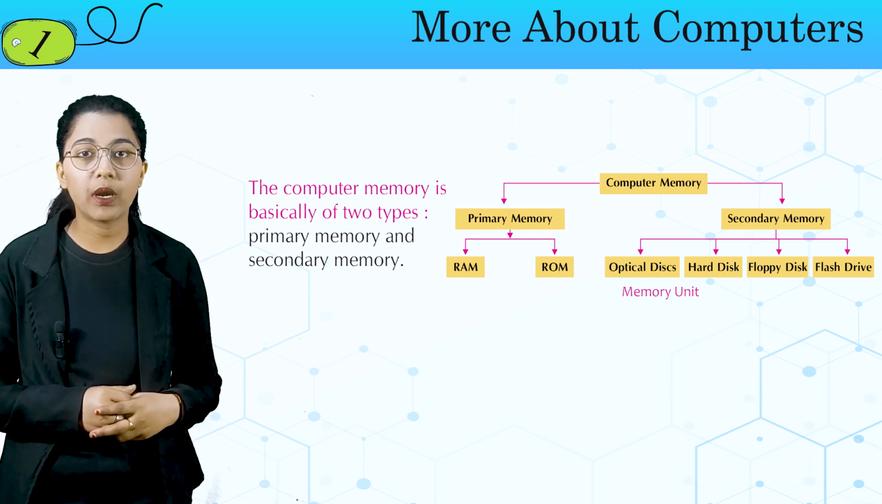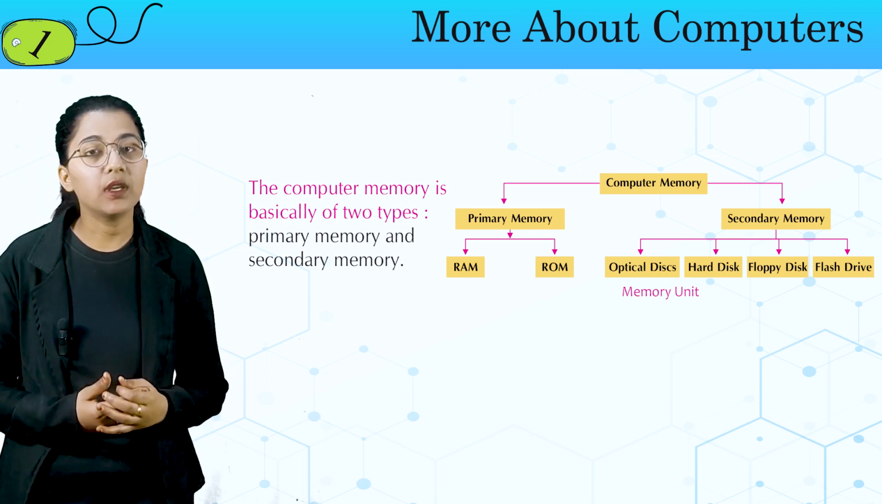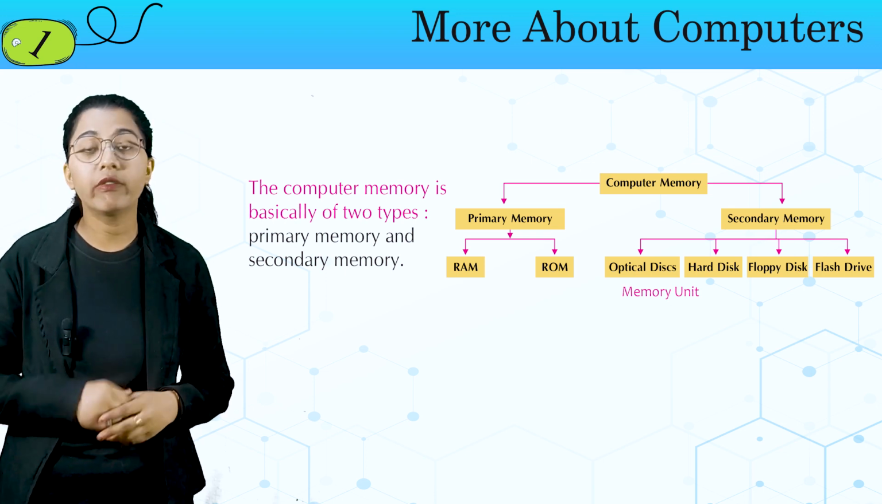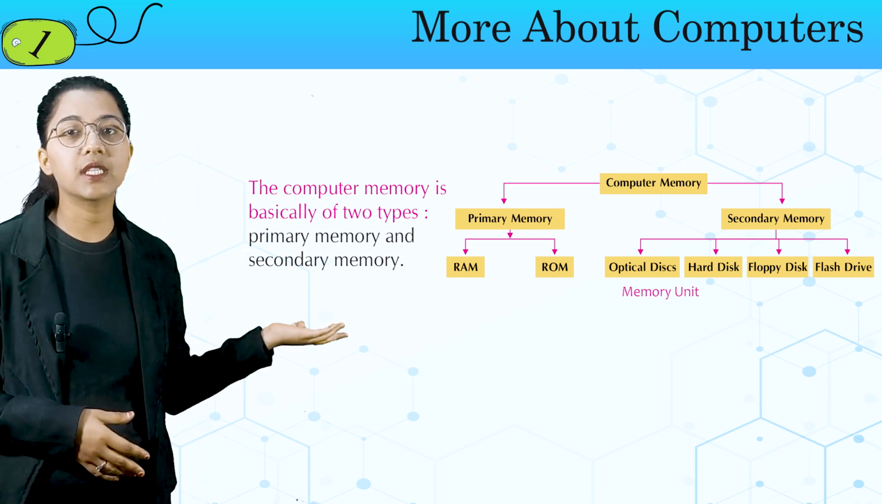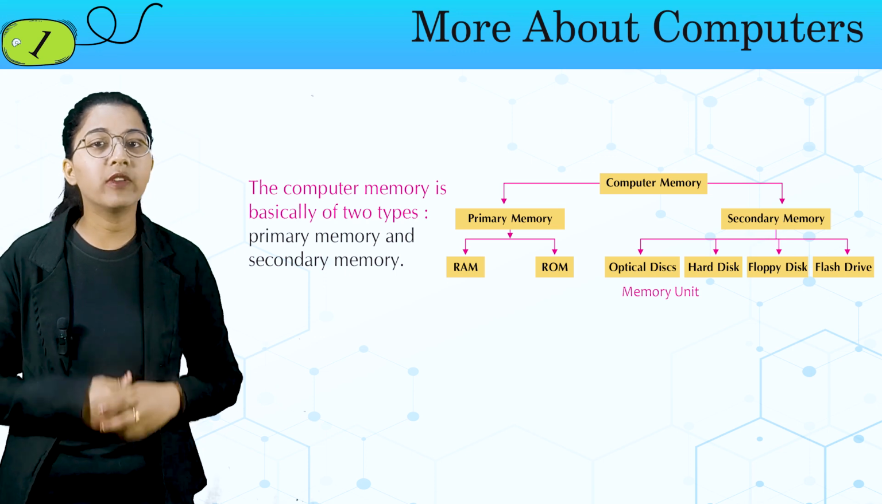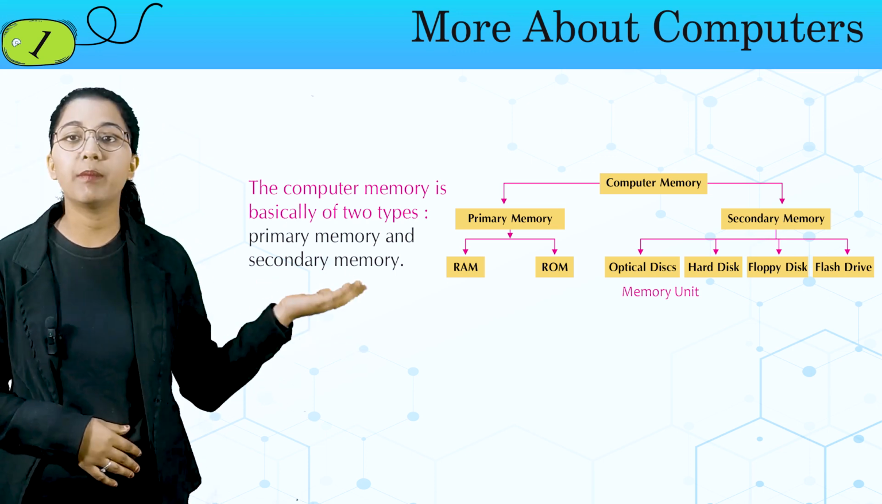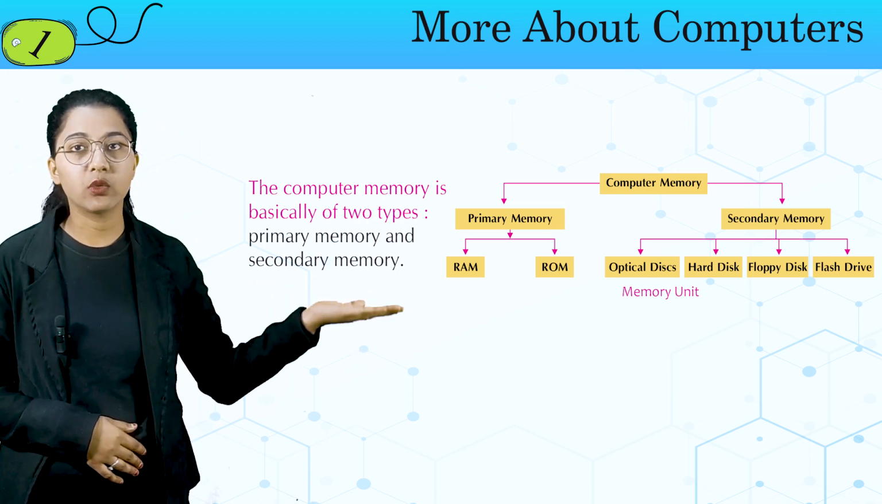Now we are going to learn about the memory of a computer, and the memory of a computer is of two types. So let's read our first memory. So students, before we read further, here we have a memory unit. You can see this flow chart.